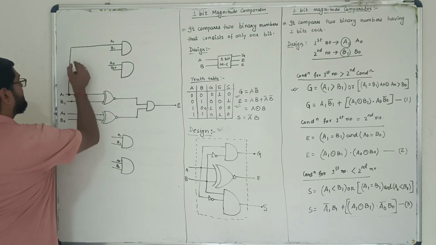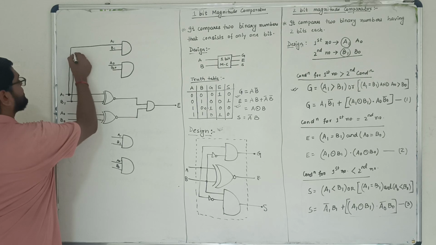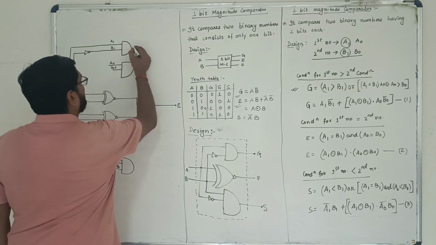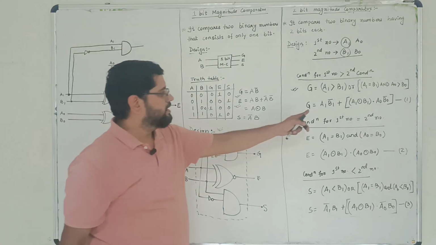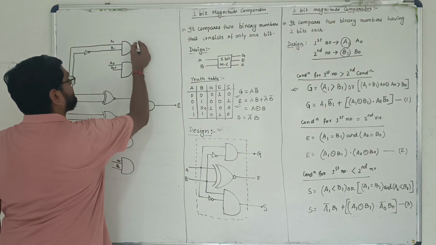I'll take B1 from here. Now since it is bar, we'll connect a NOT gate over here and connect this to this. The output of this is going to be A1 B1 bar. This is your A1 B1 bar.